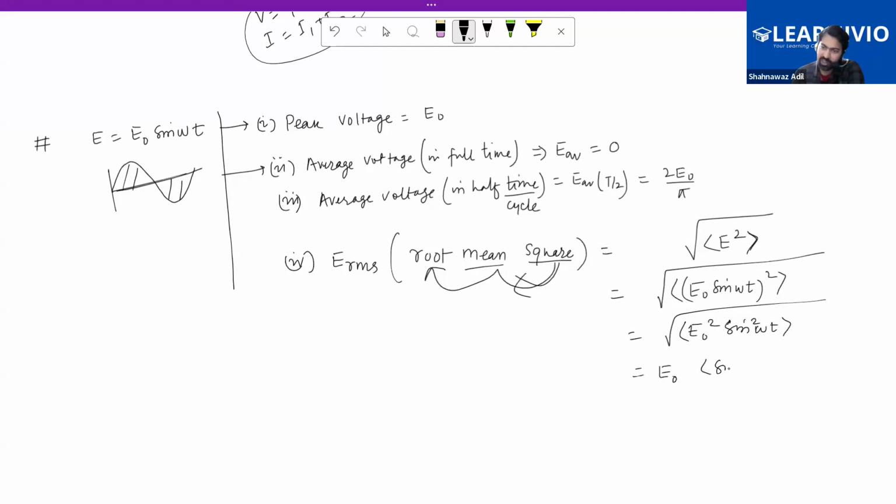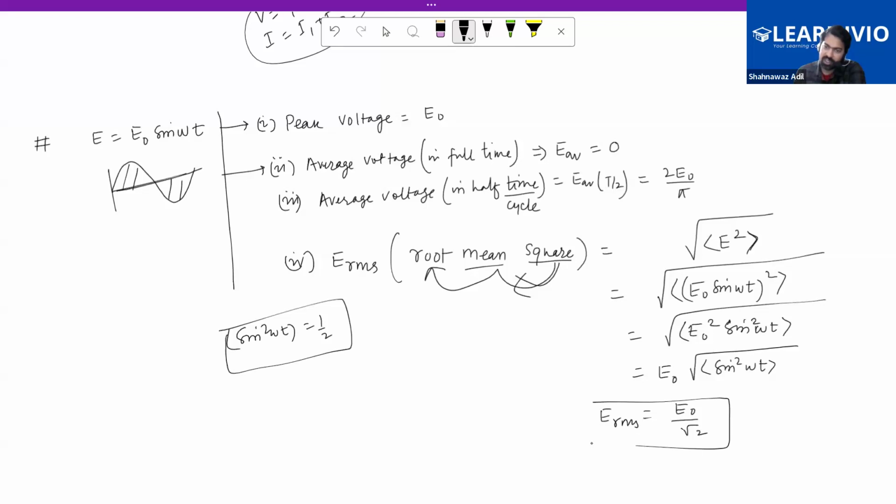And then you have to take the average of sine square omega t. You just remember this thing. The average of sine square omega t is half, so this would be E naught by root 2. So this is the RMS value. This is the overall supply that you get from an AC circuit. So the supply that you get is E RMS, which is peak by root 2.